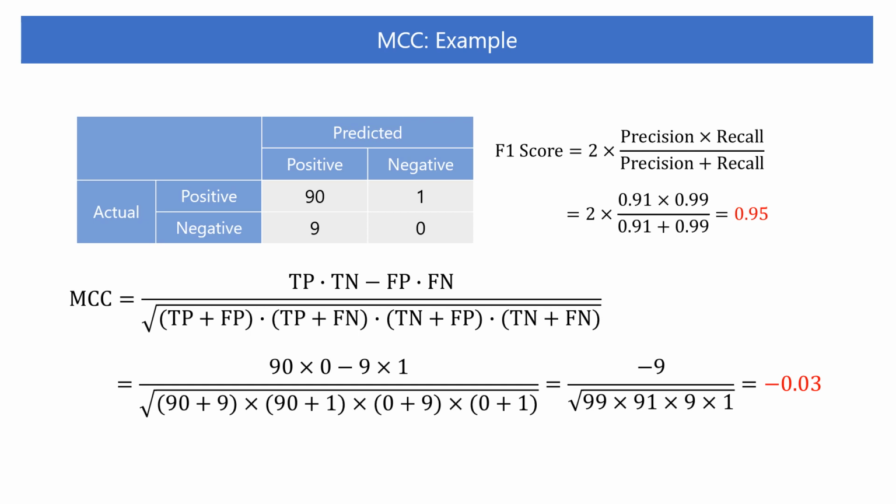Let's see the example I showed in the slide on the limitation of F1 score. In this case, F1 score is very high, but specificity is very low. If we compute MCC for this case, it is -0.03, a very low value.